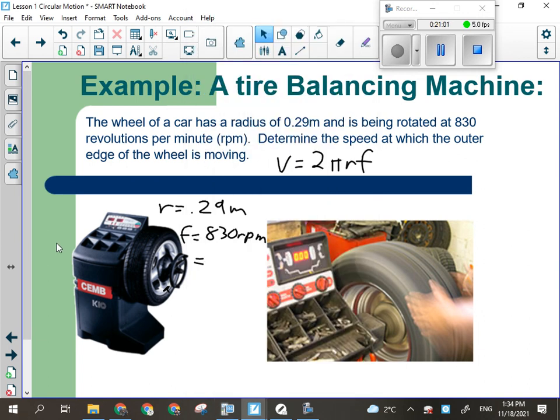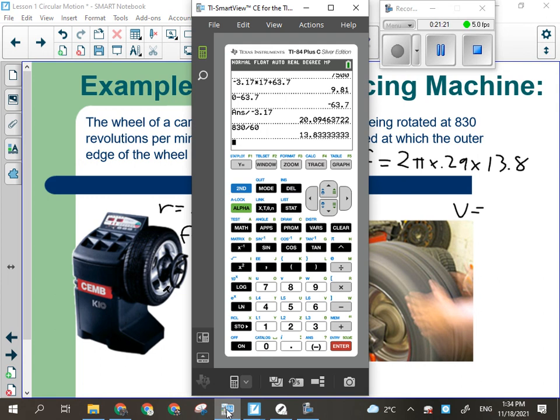13.8 RPS. Now that I've got that, I can use this formula here. So 2 times pi times 0.29 times 13.8. That'll give me the speed at which the outer edge of the tire is moving. Now, when I do this, should I multiply by 3.14 or should I actually use pi?